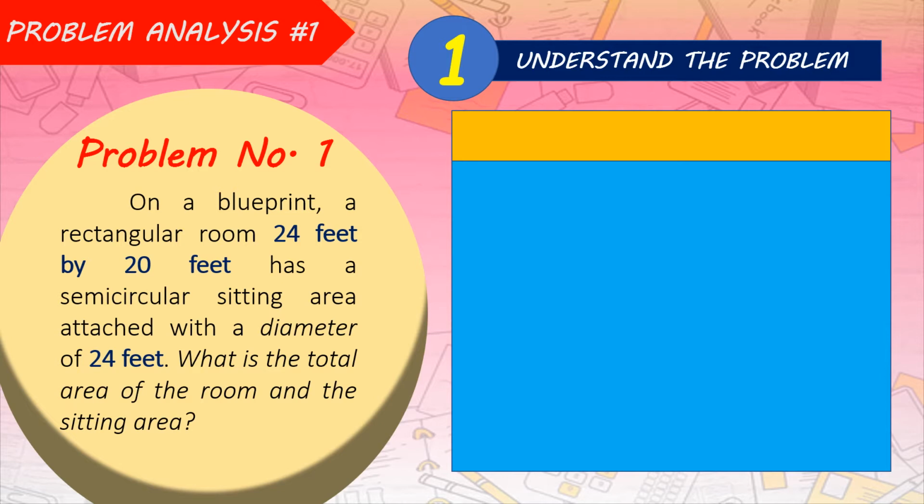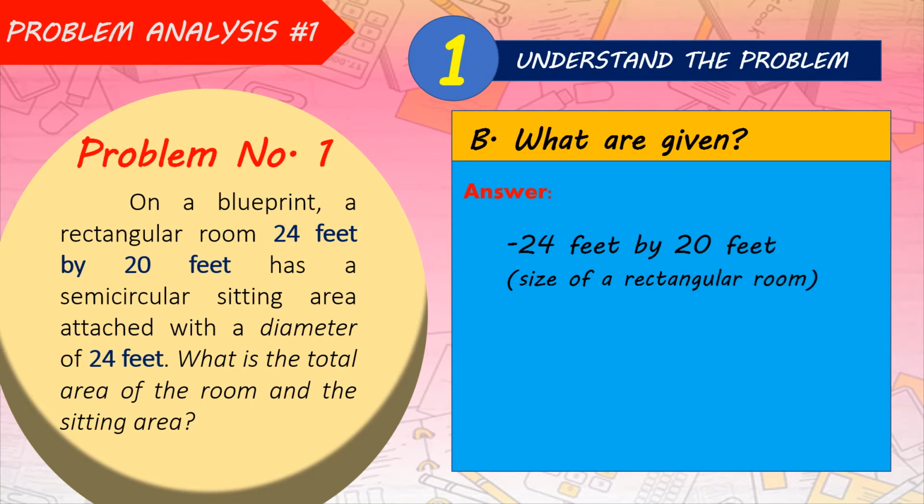Good, let's continue analyzing problem number 1. After answering what is asked, now we are going to answer what are given. What do you think are the given measurements here in this problem? Very good. In this problem, it says here that we have 24 feet by 20 feet, which is the size of the rectangular room, and the 24 feet, which is the diameter of the semicircular seating area. Very good.